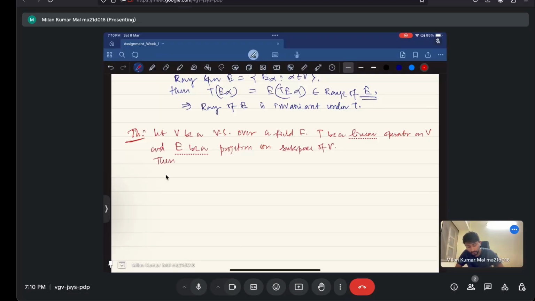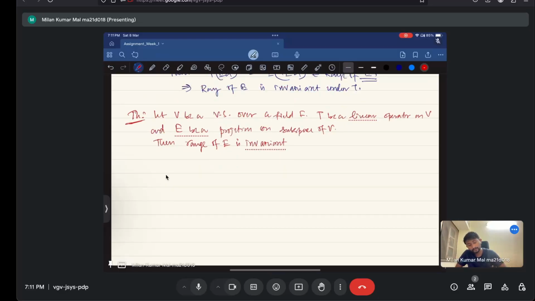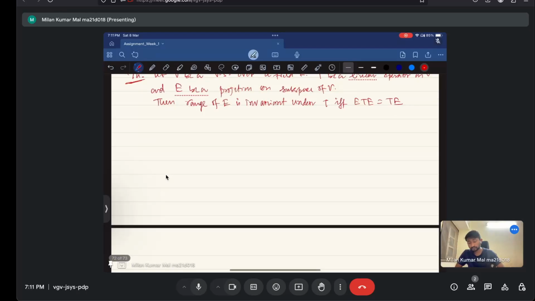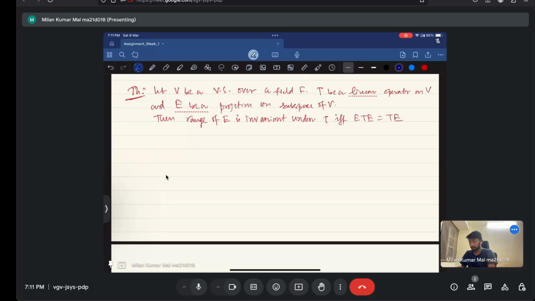Then the range of E is invariant under T if and only if ETE is equal to TE. Okay, so this is what we are getting.